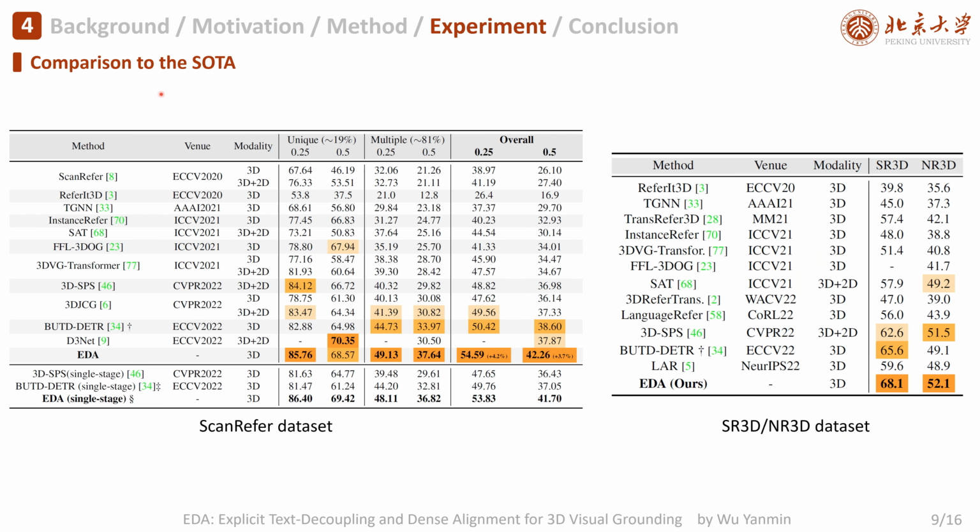In the experimental section, we first compare our method with state-of-the-art methods on the ScanRefer, SR3D and NR3D datasets. Our method achieves the best performance on almost all metrics, even surpassing methods that use 2D image assistance for 3D point clouds, when using only 3D data.